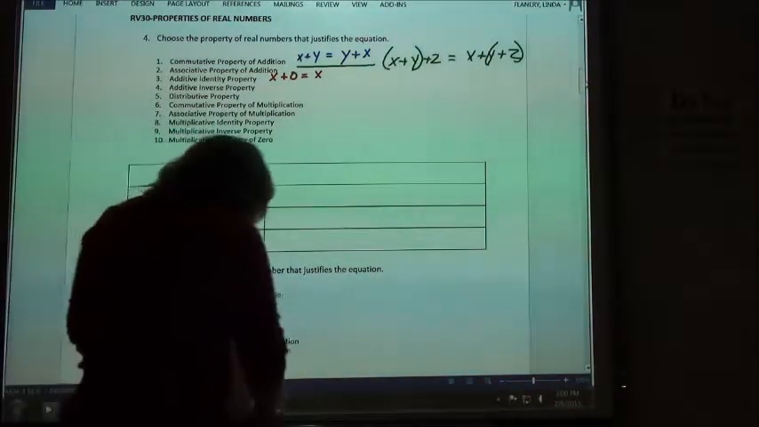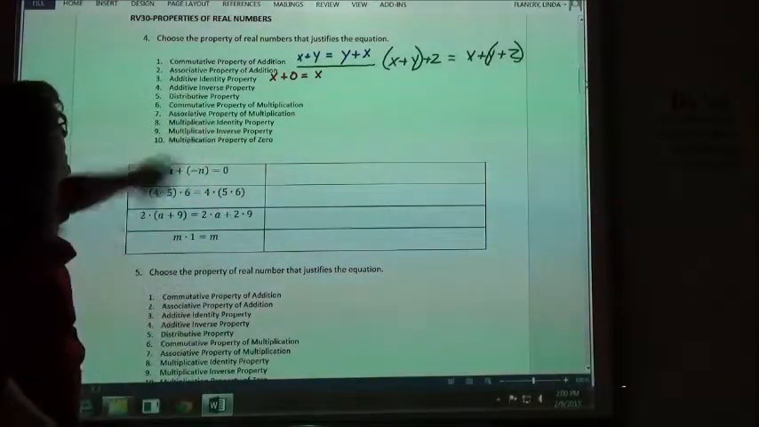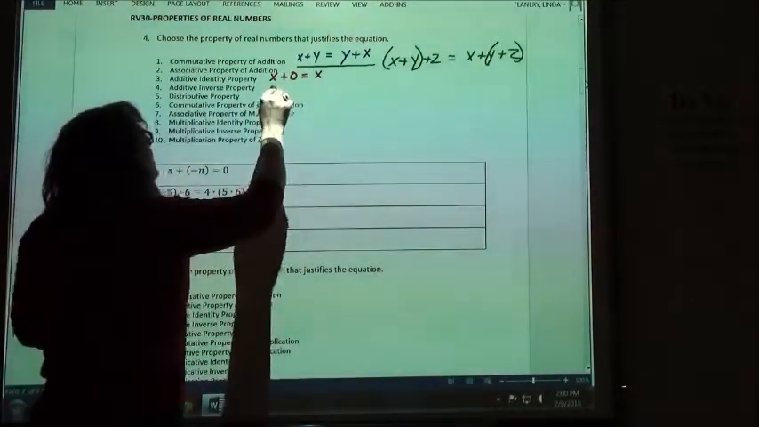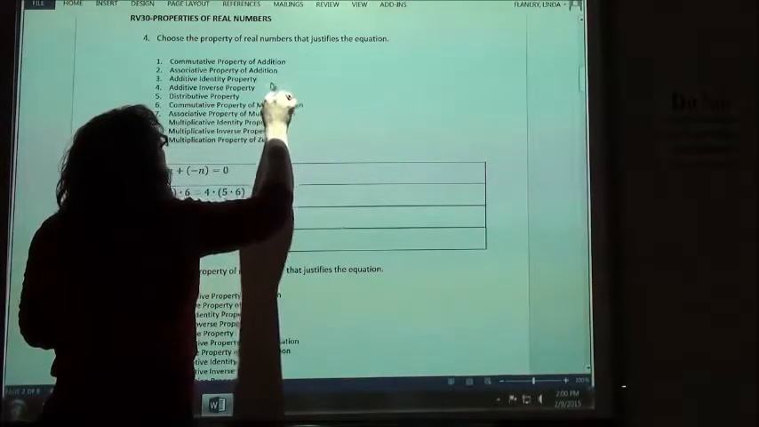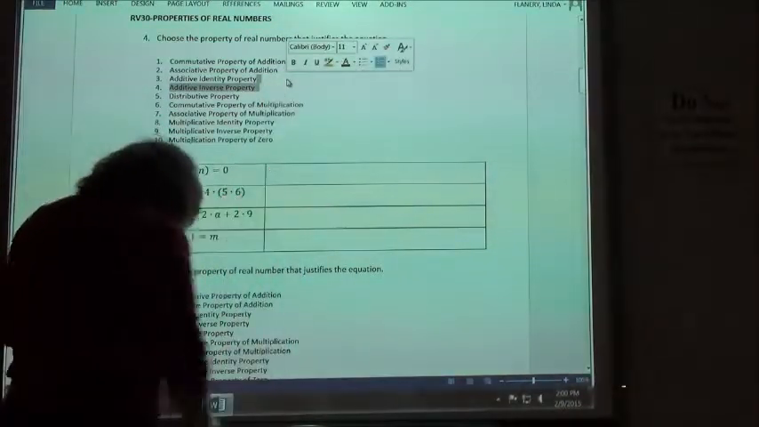Additive inverse. Inverse means opposite. So the opposite of adding is subtracting. We said that when we took an x, and then my board doesn't want to work.